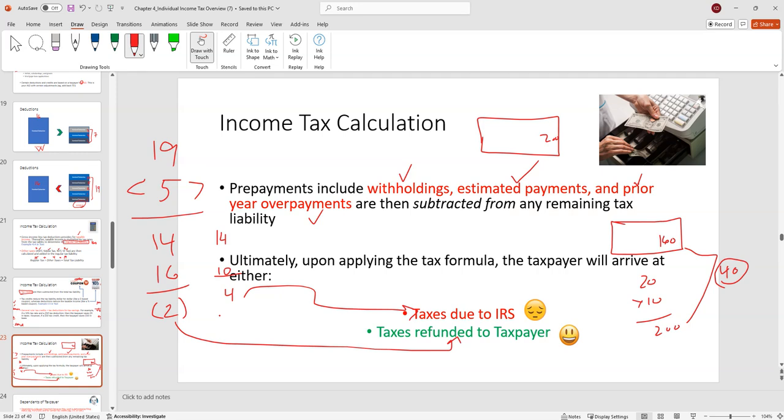On the flip side, it's not really good to get a refund because this is essentially a return of capital. If we think about opportunity cost, you're really giving an interest-free loan to the government. You would have been better off just not putting as much into the system throughout the year, investing that money, and then you could have made money on that refund. So you would need to adjust those withholdings from your employer on that W-4 form.